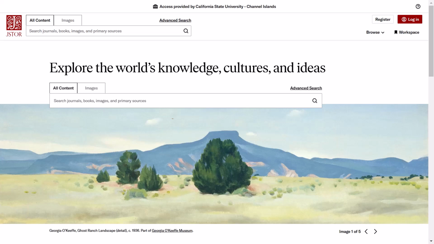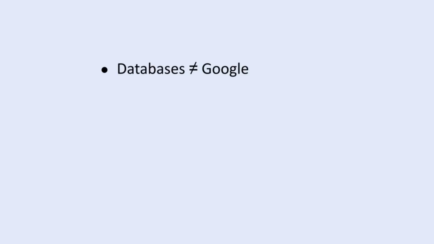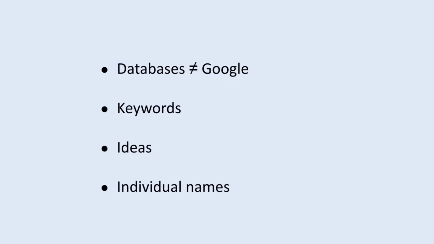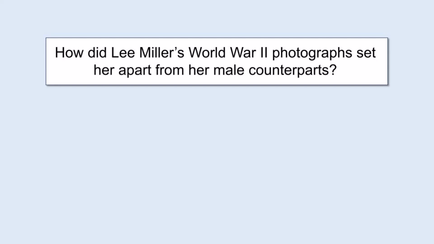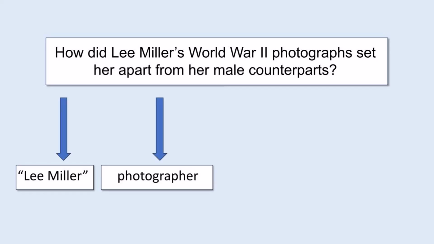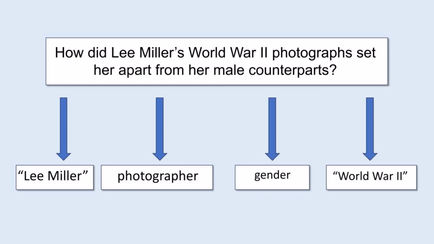When choosing your search terms, it's important to remember that JSTOR is not like Google. Instead of typing in a question, you must break your search down into keywords, ideas, and or individual names. For example, if your research question is, how did Lee Miller's World War II photograph set her apart from her male counterparts? Instead of searching for that complete sentence, break it down into pieces. Possible search terms include Lee Miller, photographer, gender, and World War II.